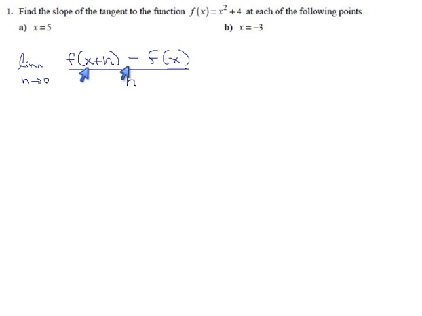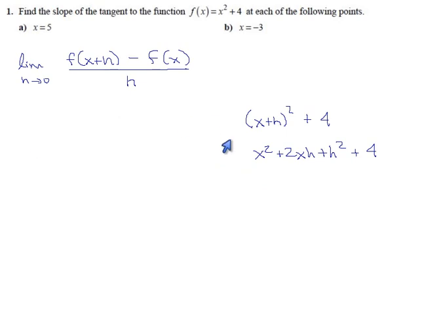So this x plus h and this x we have to get resolved. f of x is given, it's x squared plus 4. f of x plus h means take this entire expression and everywhere you see an x, put x plus h instead. So that means we get (x plus h) squared plus 4, like so. And if we clean that up, we can multiply out x plus h times x plus h, and we get x squared plus 2xh plus h squared plus 4. All of that is our f of x plus h.